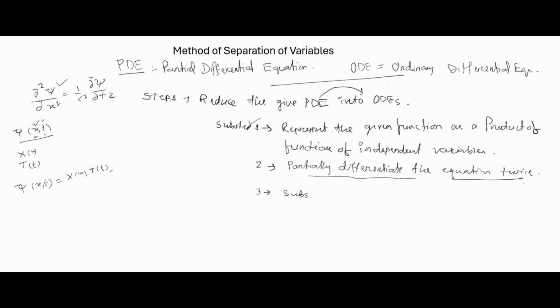Then substep 3: substitute the values obtained in substep number 2 into the given partial differential equation.